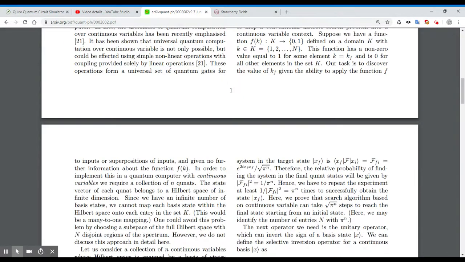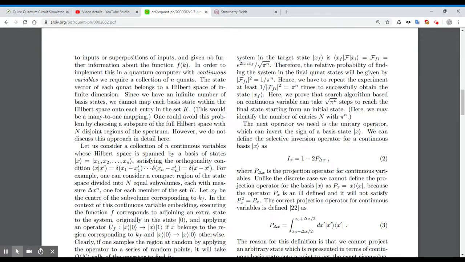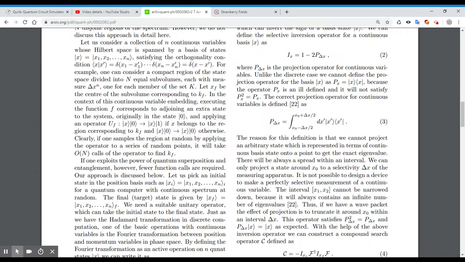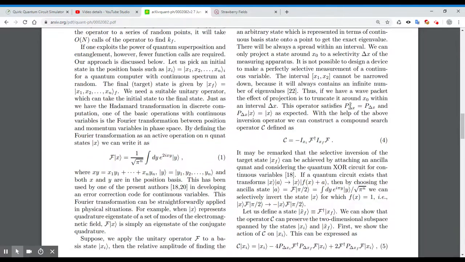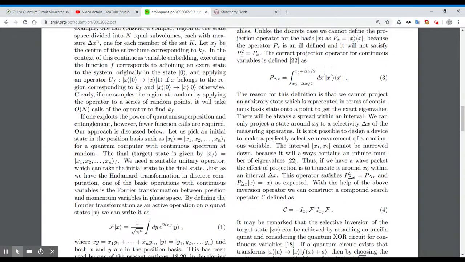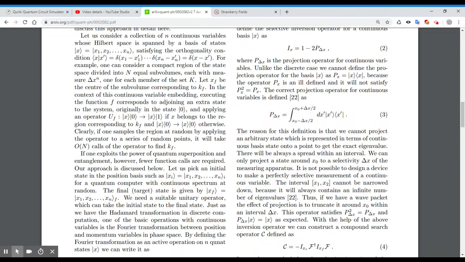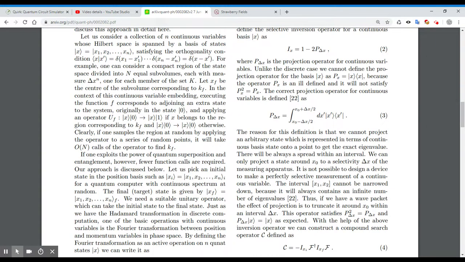Given no further information on the function f of k, in order to implement this in a quantum computer with continuous variables, we require a collection of n qnats. I was reading that, but is it then that I just stopped somewhere? So this is basically, if one exploits the power of quantum superposition and entanglement, however, fewer function calls are required. Our approach is discussed below.